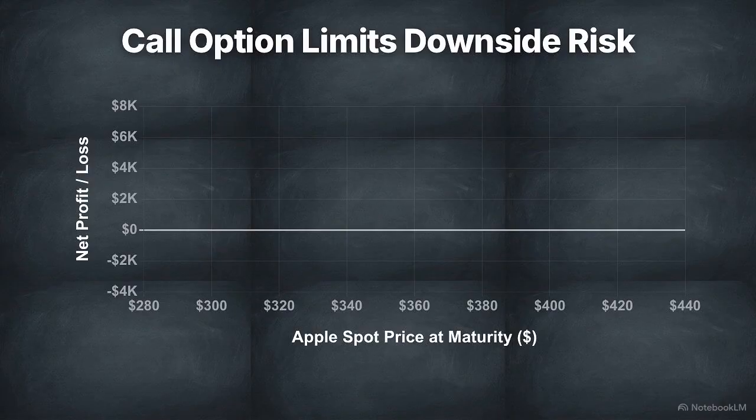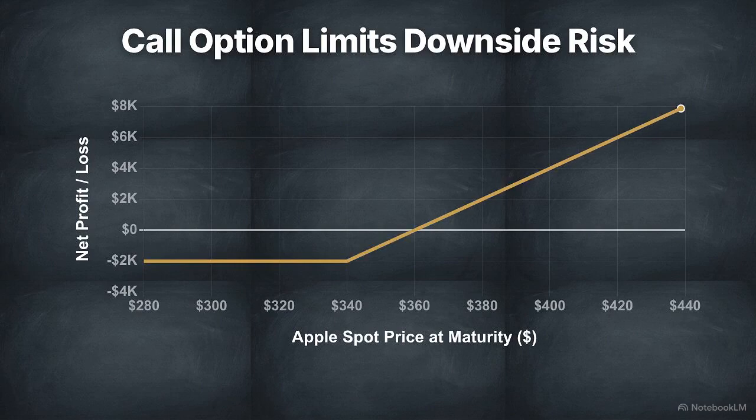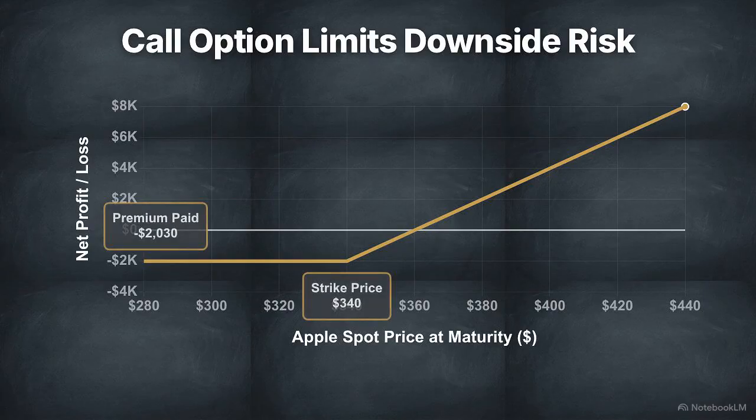This chart shows how an option bends the payoff curve. We drop the y-intercept below 0 to represent the upfront premium paid. The line remains perfectly flat until it reaches the strike price, where it sharply kinks upward at a 45-degree angle. Consider an Apple December call option with a $340 strike price.